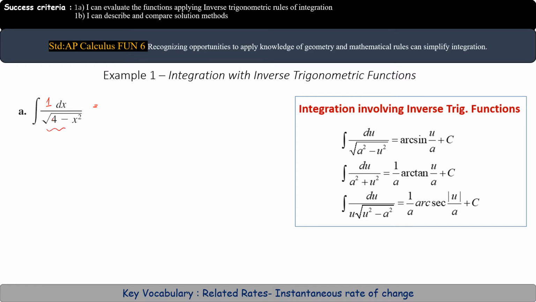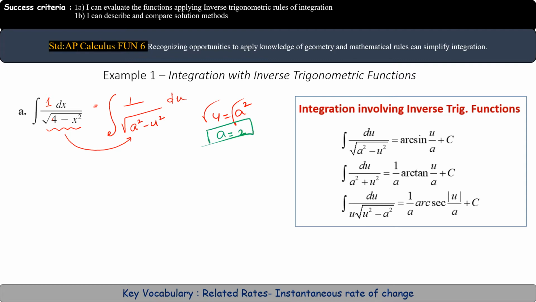Now focus here. Square root of 4 minus x square means 1 over square root of a square minus u square is written. That is, this formula is written in the form of 1 over square root of a square minus u square, and then du. So now compare. 4 equals a square, because in place of a square, 4 is written. So what is a equal to? Of course, we will take the square root. So a equals 2.